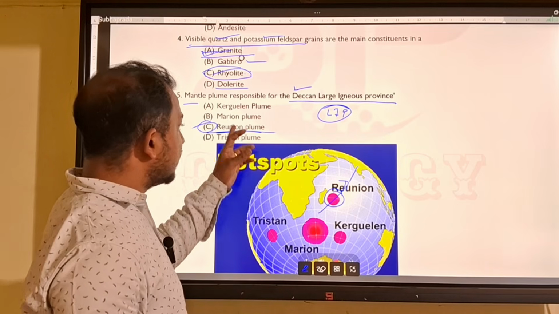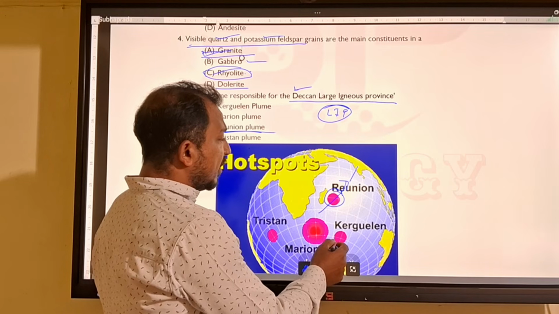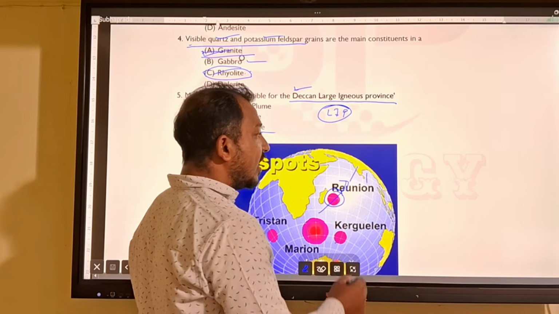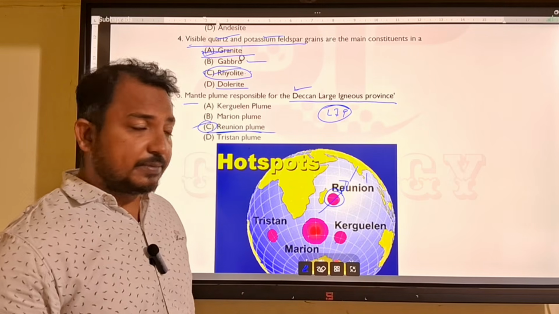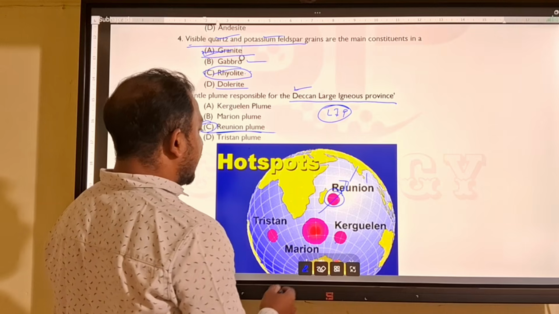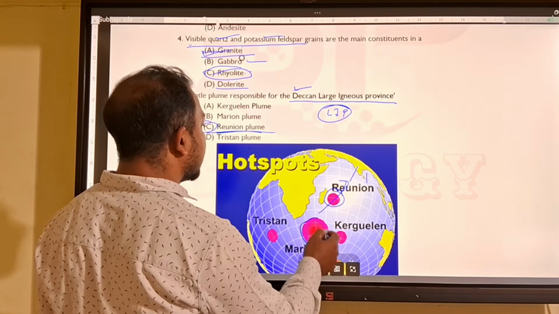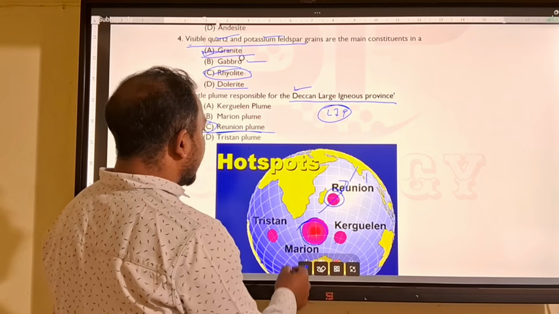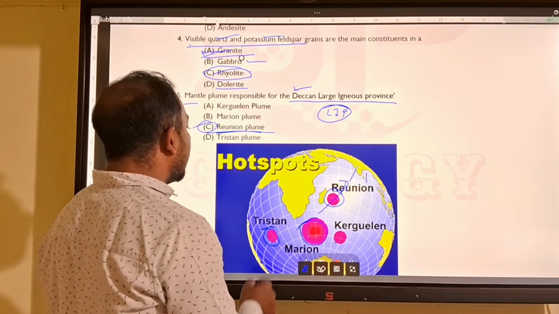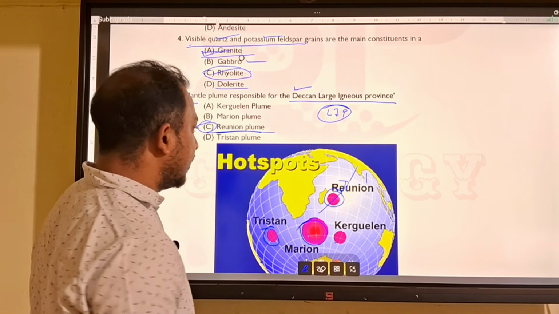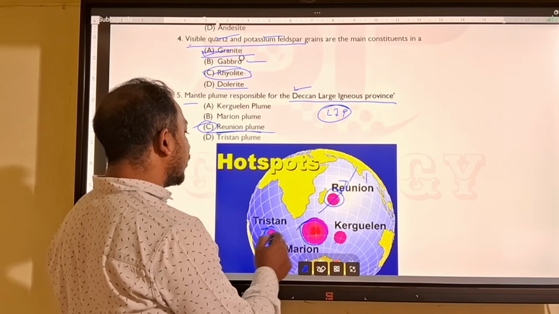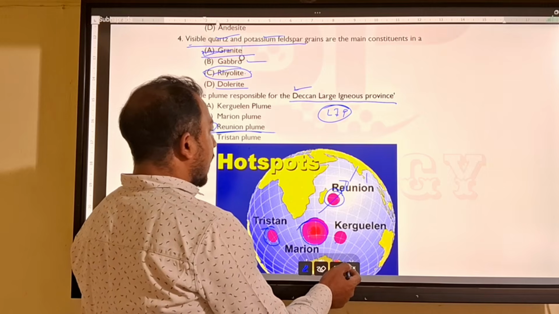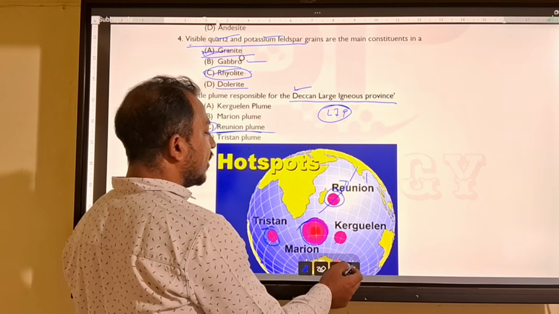Then we have already discussed Kerguelen. Because of Kerguelen, you will find Ninety East Ridge here and also the Rajmahal Trap. Then Marion, you can say it is an oceanic hotspot, and Tristan is also in the Atlantic Ocean. So these are two other volcanisms, or we can say hotspots. So our answer will be Reunion hotspot.